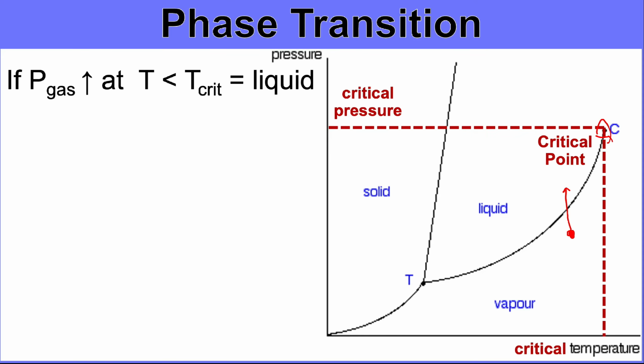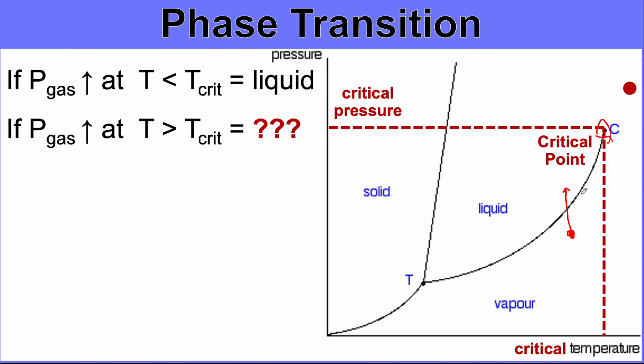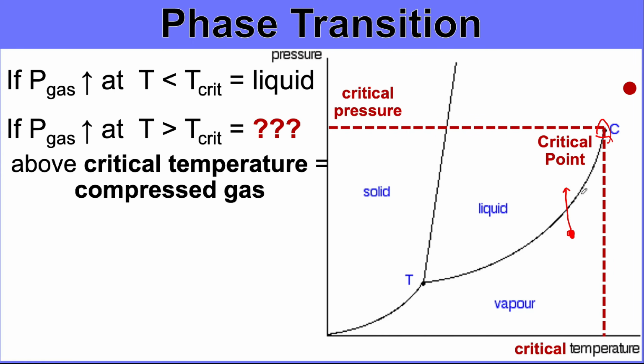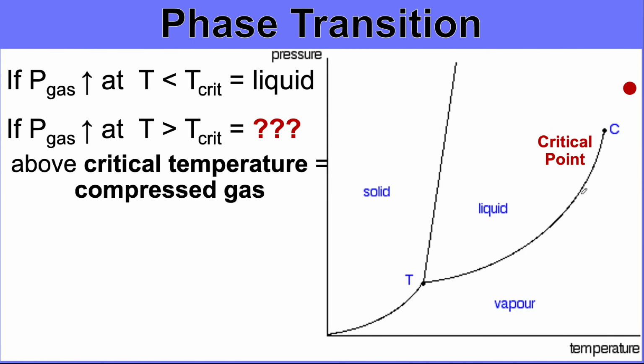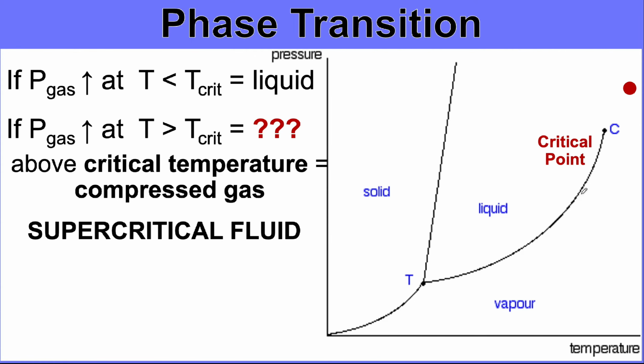What though if your temperature was above the critical temperature? Let's say here, okay? Then there wouldn't be any line to cross. That is because above the critical temperature, it is impossible to condense a gas into liquid just by increasing the pressure. So all you get is a highly compressed gas. So this compressed gas is what we call a supercritical fluid. And this one is what we call the supercritical fluid region.